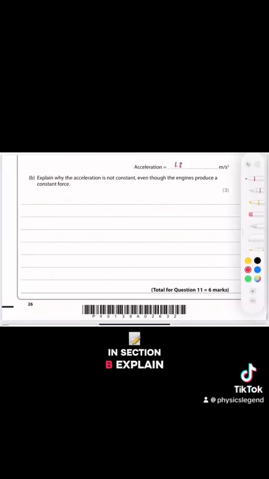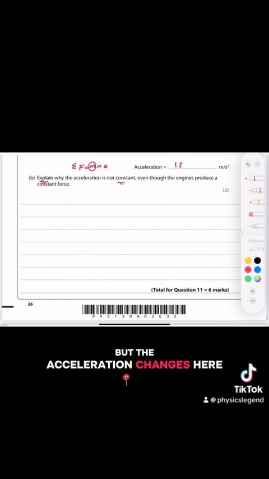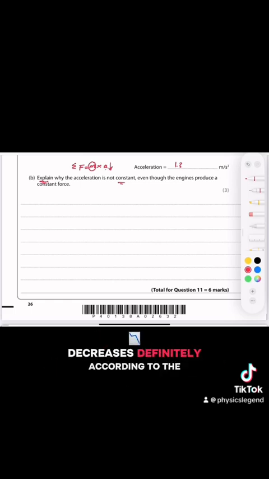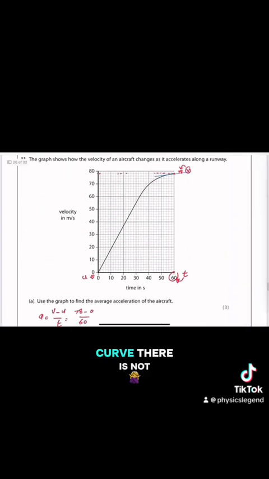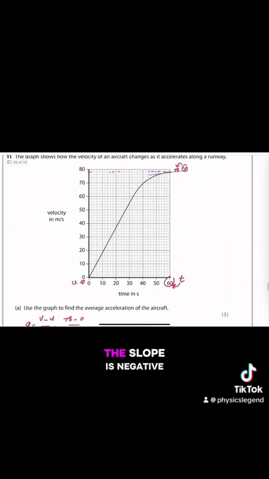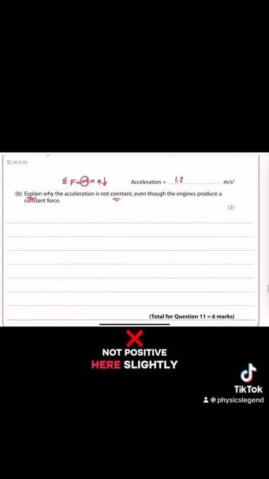In section B, explain. It means an account of something with reasons, and why acceleration is not constant. If the acceleration is constant, it means the sum of forces, the resultant force, equals mass times acceleration. Mass is always constant, but the acceleration changes here, it decreases, according to the curve here, which is a negative curve. The slope is negative, not positive here.